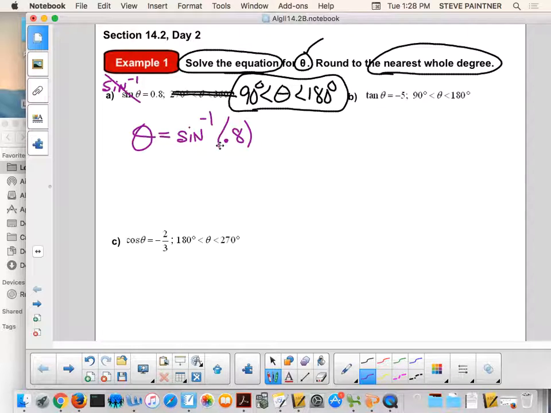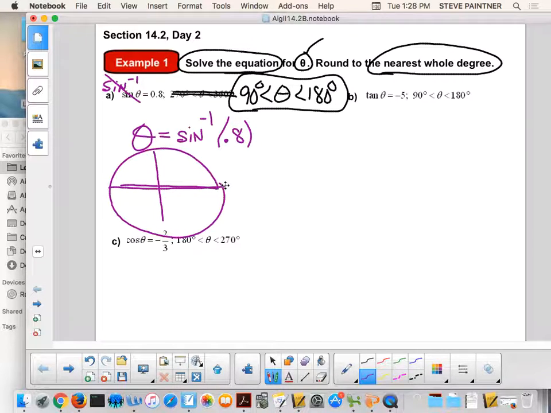Make sure you're in degrees. Sorry, I forgot to tell you that. Make sure you're in degrees. Okay, nobody's talking. Why? This takes 2 seconds. What's inverse sine of 0.8? 53. 53, thank you.